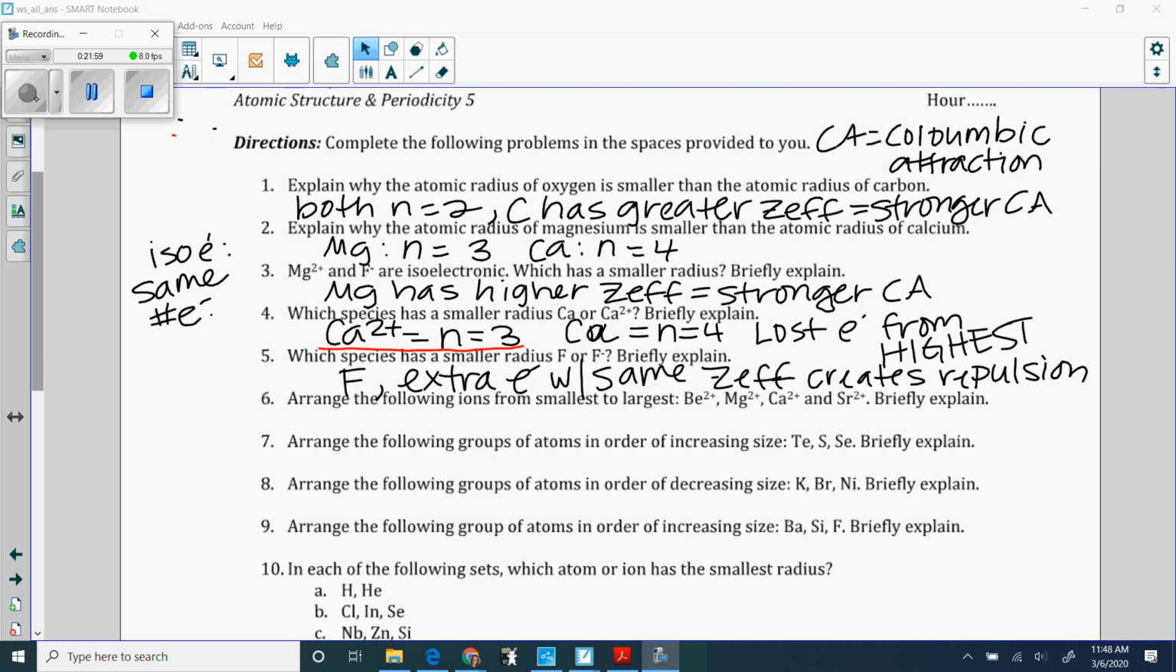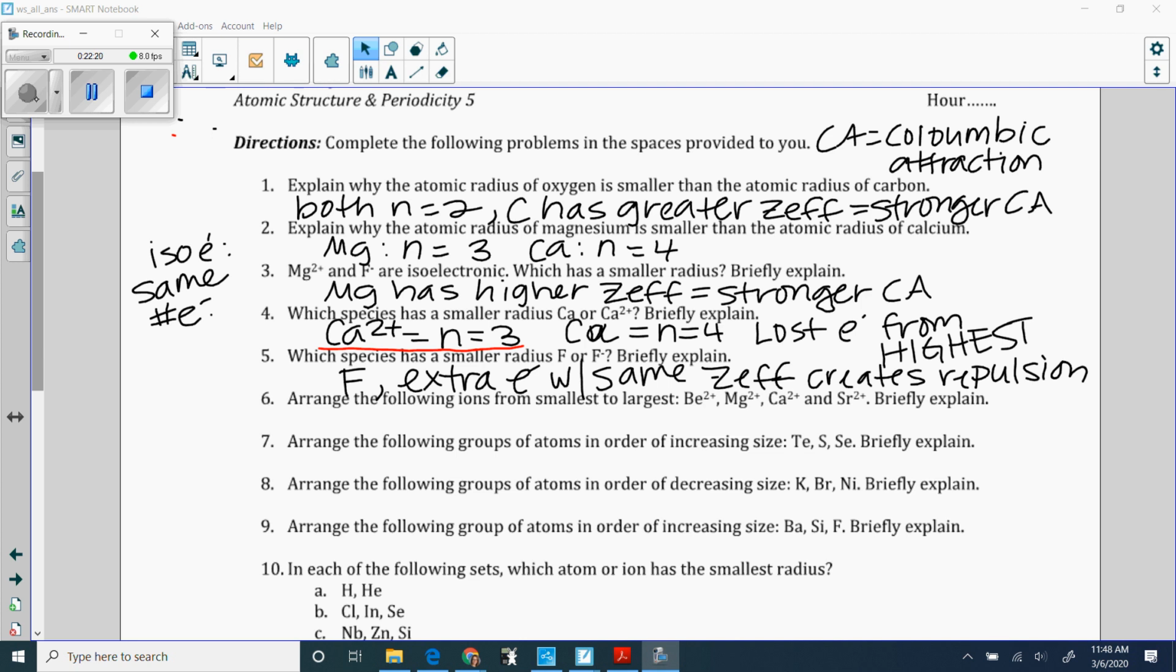Can we talk about number 4, please? Charges are tricky. But if calcium lost 2 electrons, it would lose an entire energy level. It went from 4 down to 3. So if it lost a whole energy level, it's automatically smaller.